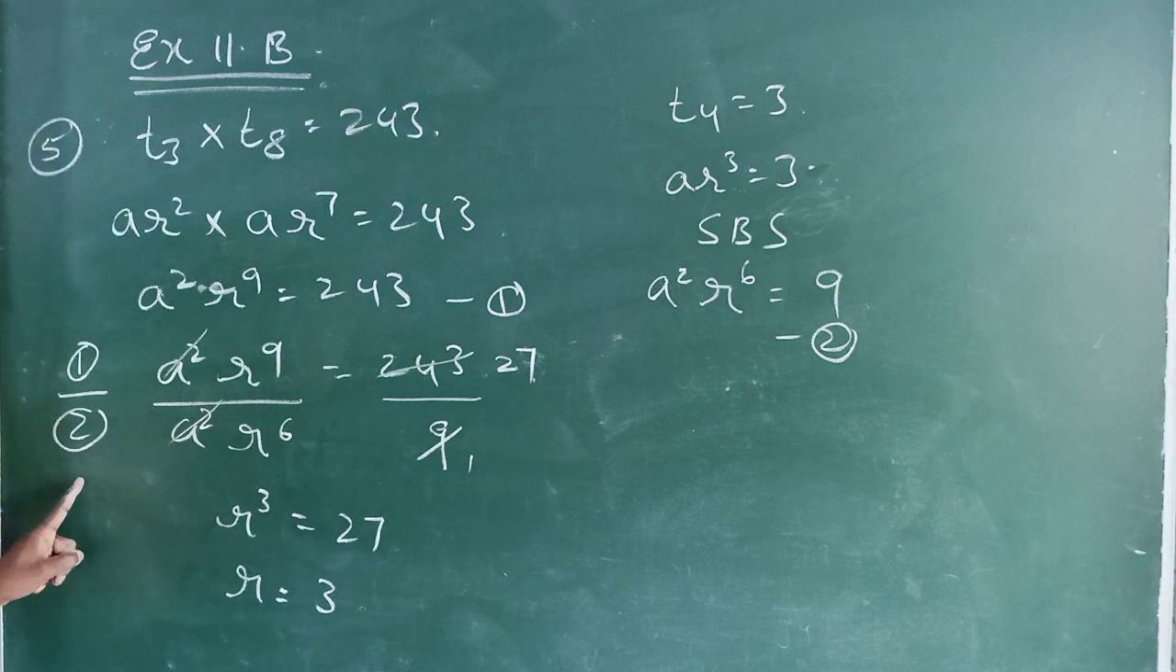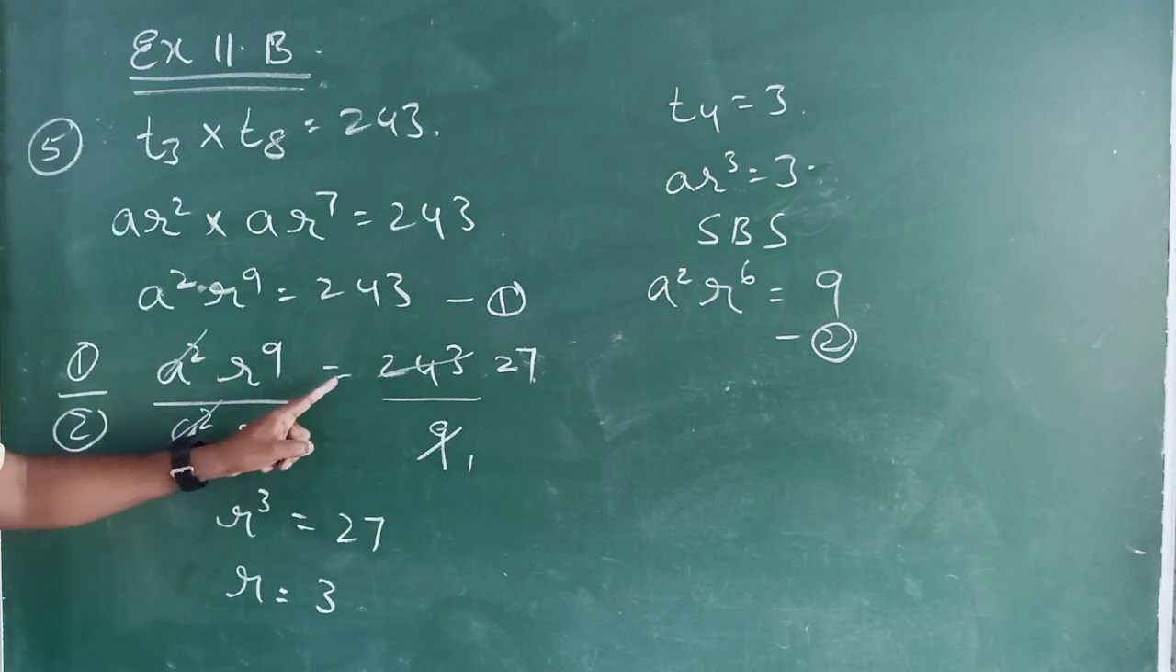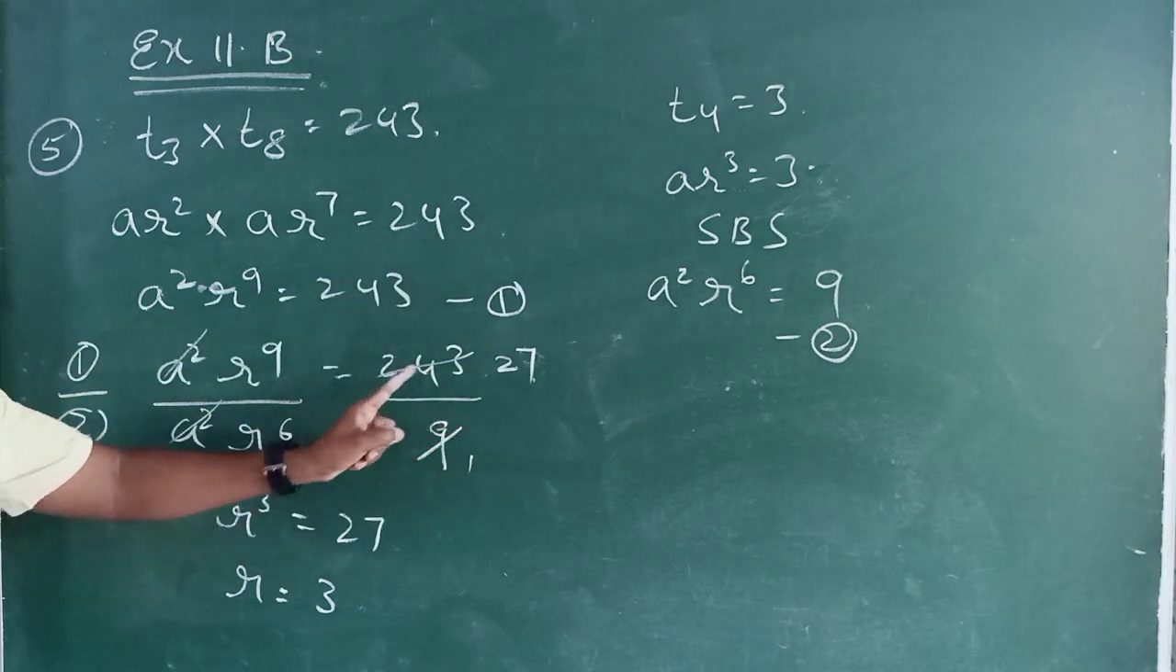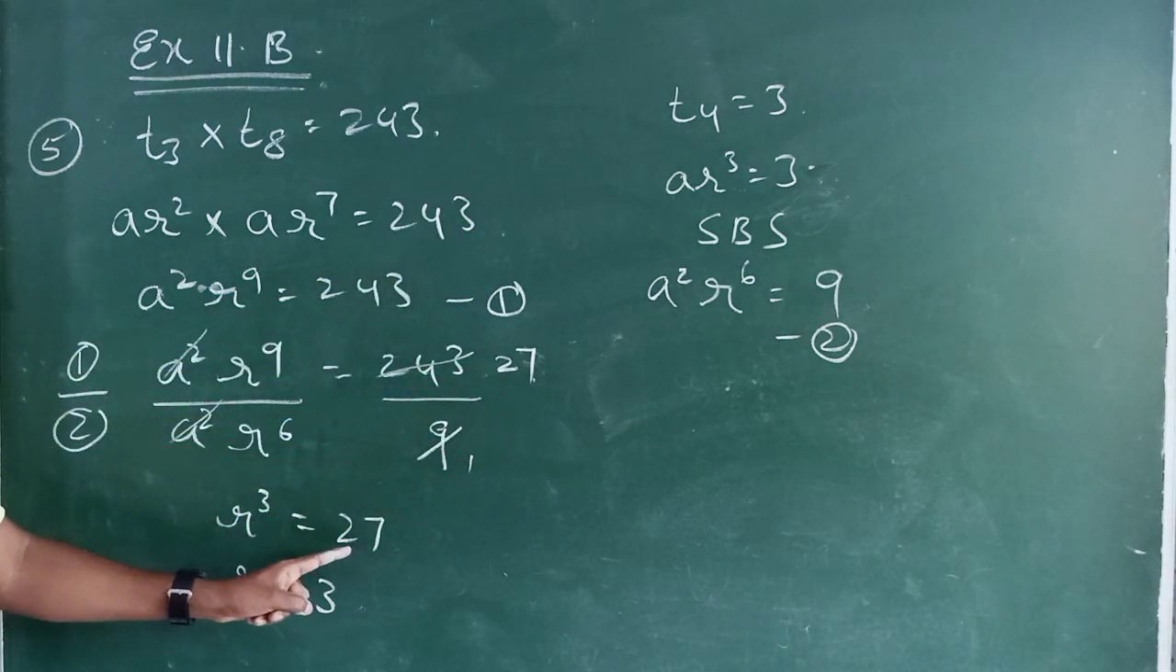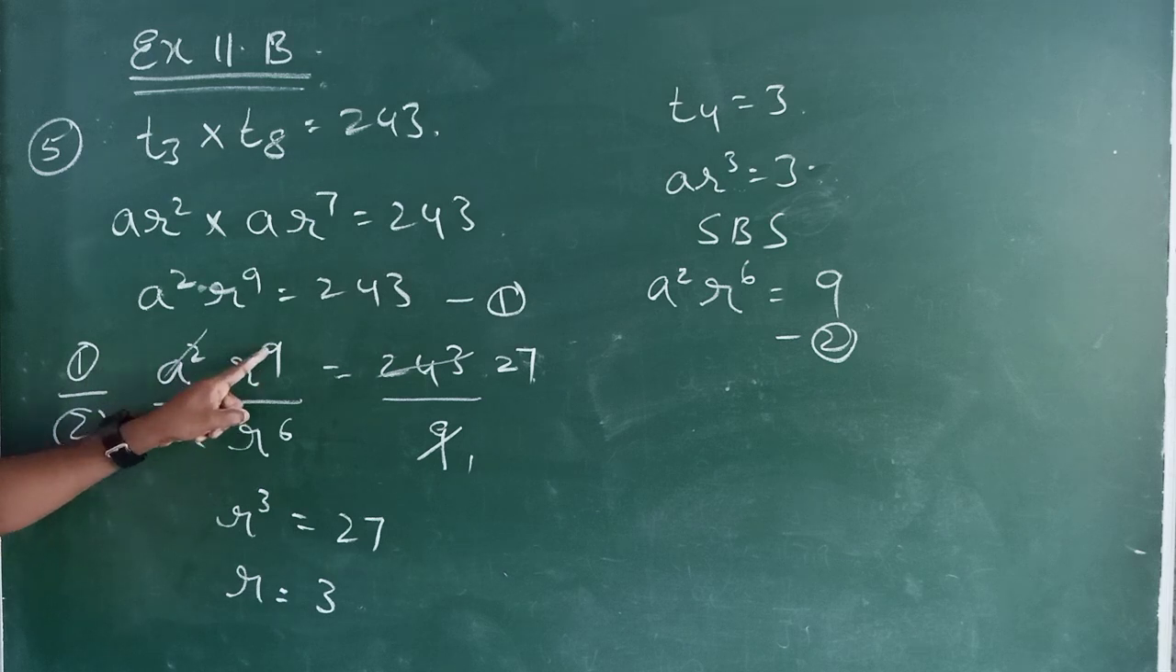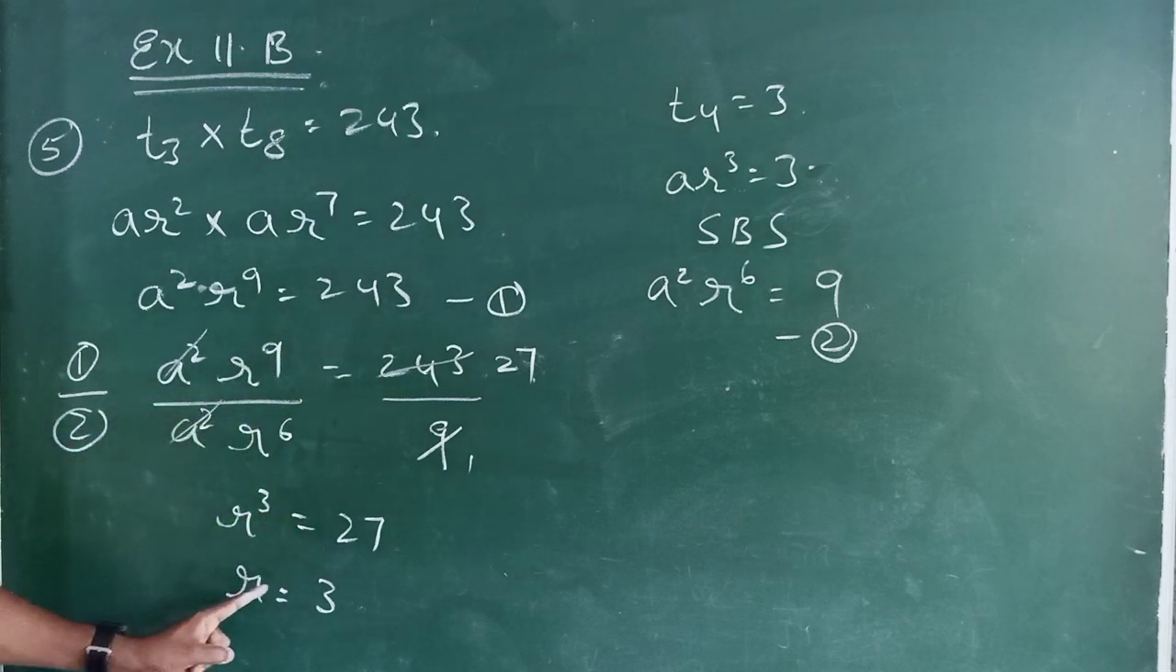So first equation by second equation. A square R to the power of 9 by A square R to the power of 6 is equal to 243 by 9, so 27. So R cube is equal to 27. A square gets cancelled. R power 9 minus R power 6, R to the power of 9 minus 6. R cube is equal to 27. R is equal to 3.